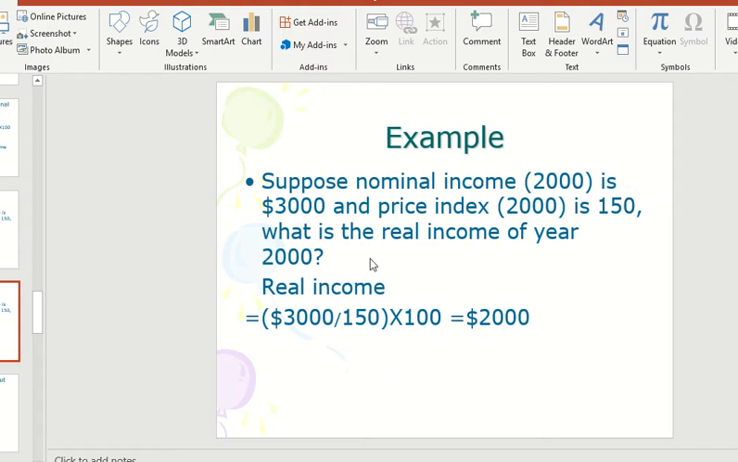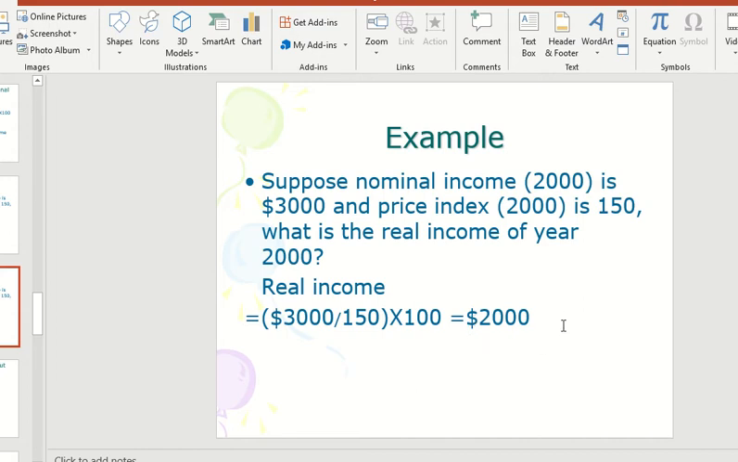In order to find the real income of year 2000, all we need to do is take the nominal income of year 2000 divided by the price index of year 2000 and multiply the whole thing by 100. That's how we get $2,000. So the real income of year 2000 is $2,000.